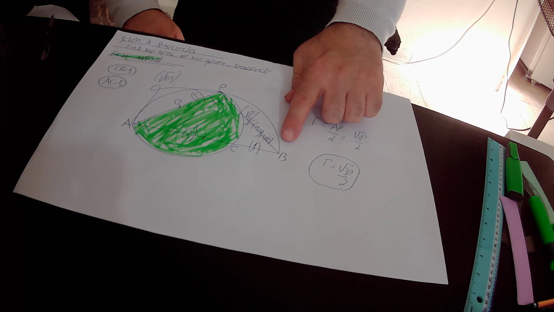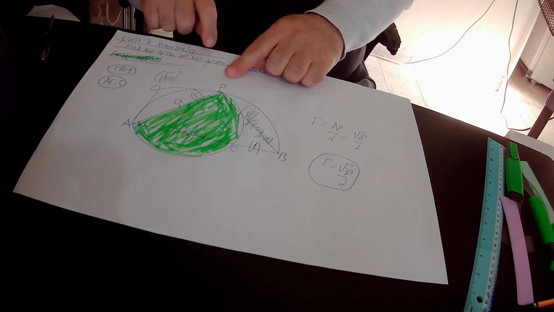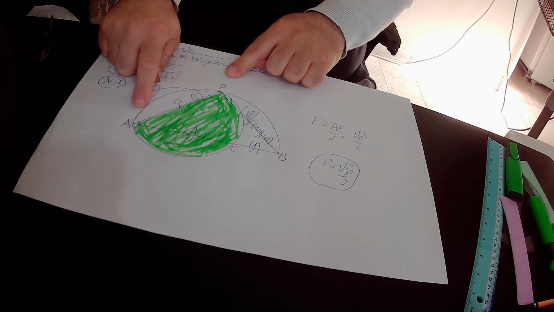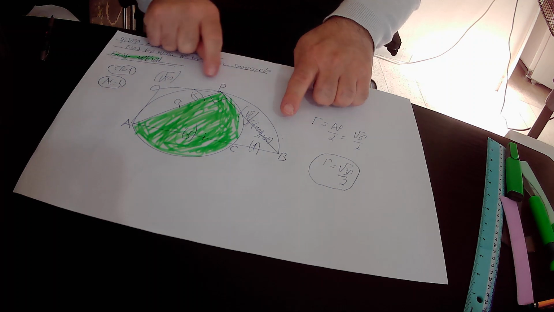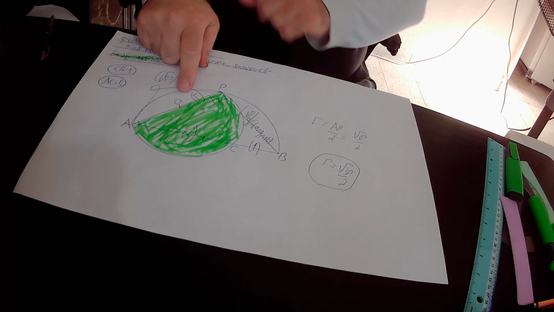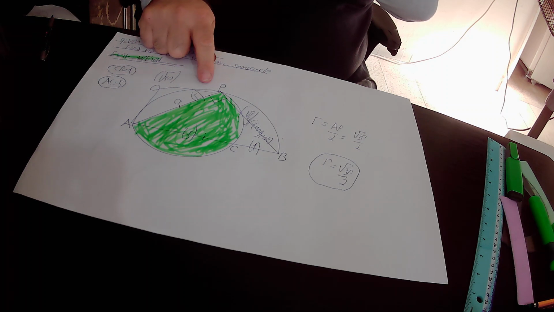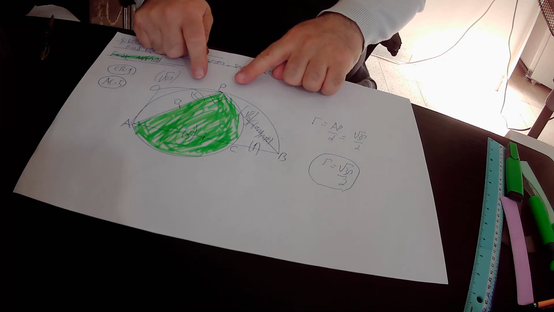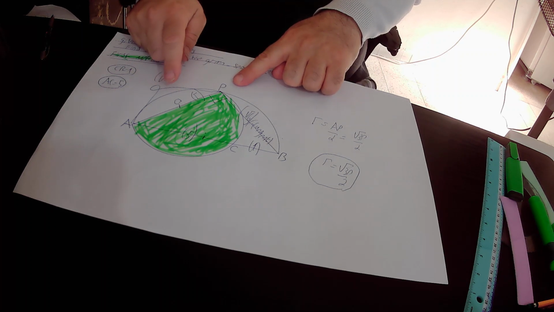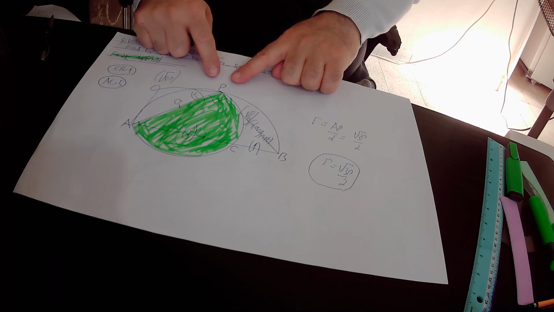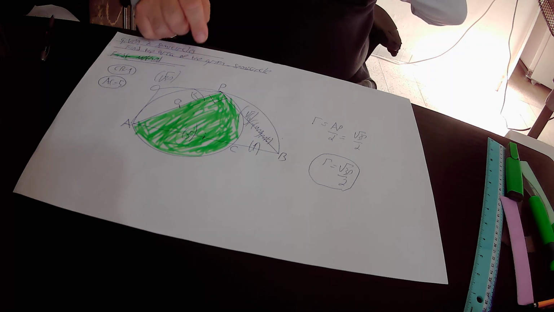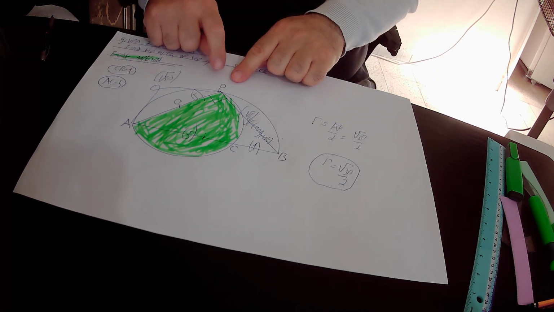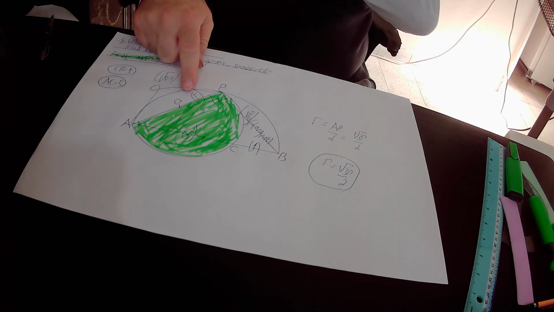because line segment BP is perpendicular to the diameter PA, BP must also be perpendicular to the radius PO. Why? Because the radius PO is part of the diameter PA. And if BP is perpendicular to the diameter PA, it must also be perpendicular to the radius PO. So you can find out that BP is perpendicular to the radius PO of this green semicircle.